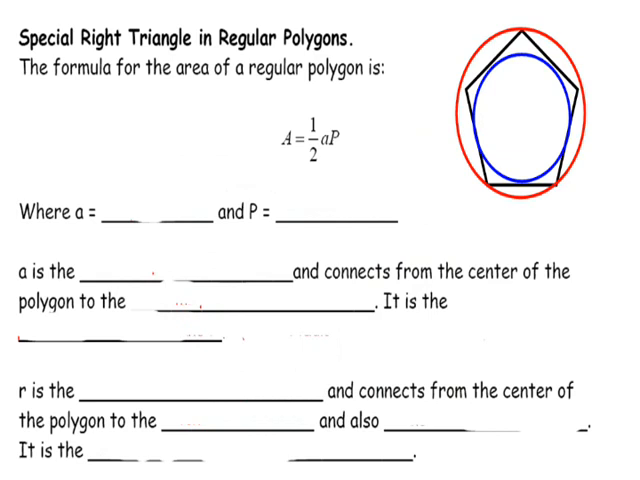Now we're going to change gears a little bit, and we are going to talk about special right triangles in regular polygons. And there is a formula that will help you find the area of any regular polygon, and it is: the area is equal to 1/2 the apothem times the perimeter.